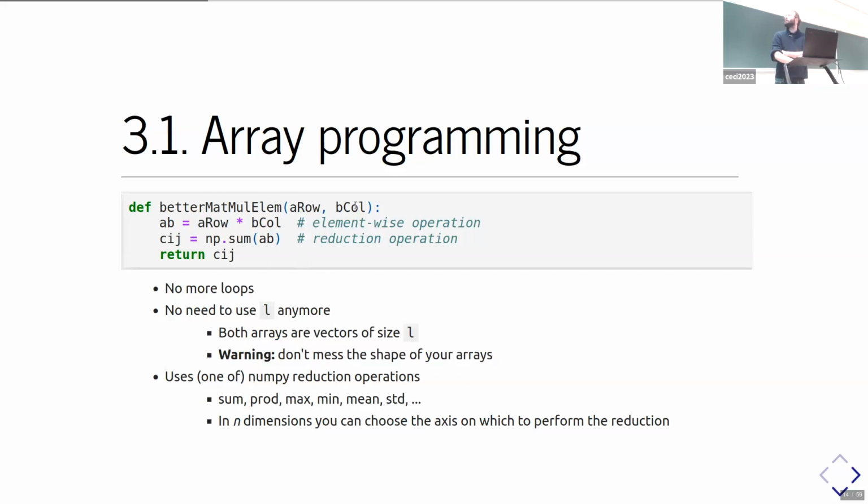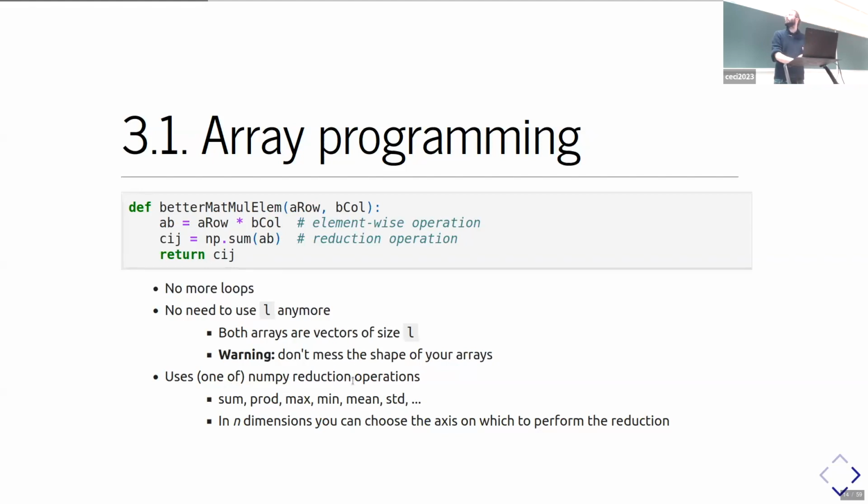So here I have those two basic types of operations: the element-wise operation and the reduction operation. As I said, normal loops. I don't need to use L anymore because L is part of the type of the array. I use A row and B row directly. But again, don't mess up the shapes of your arrays. That's really important.